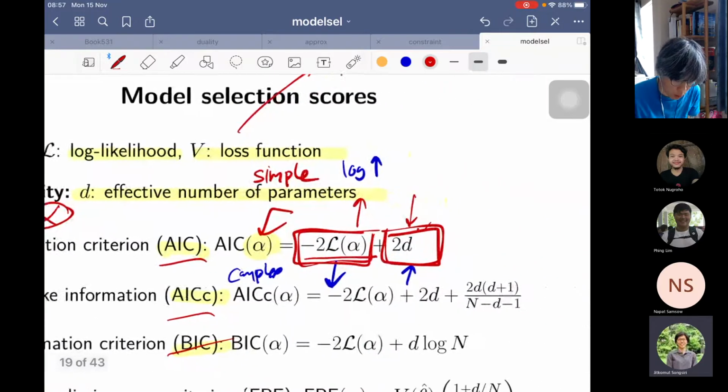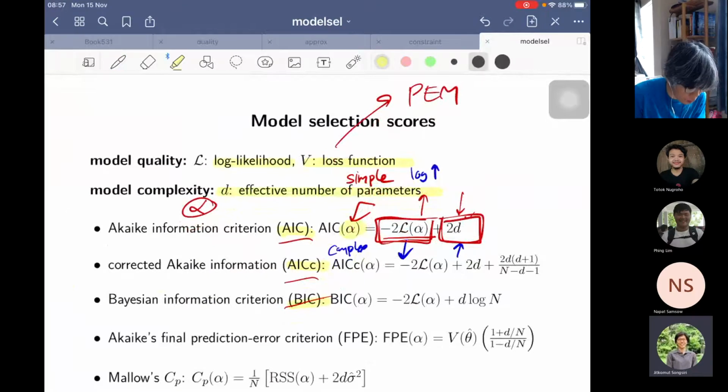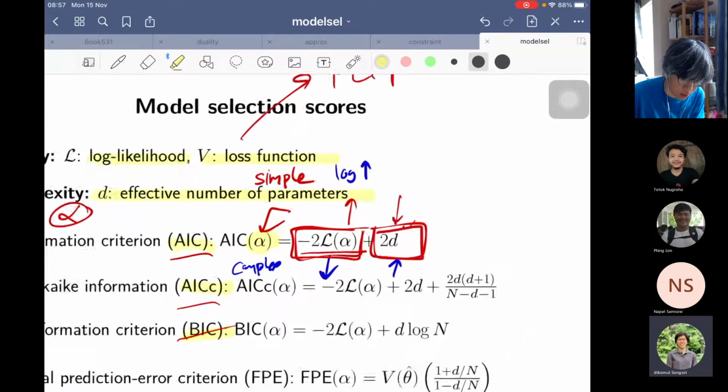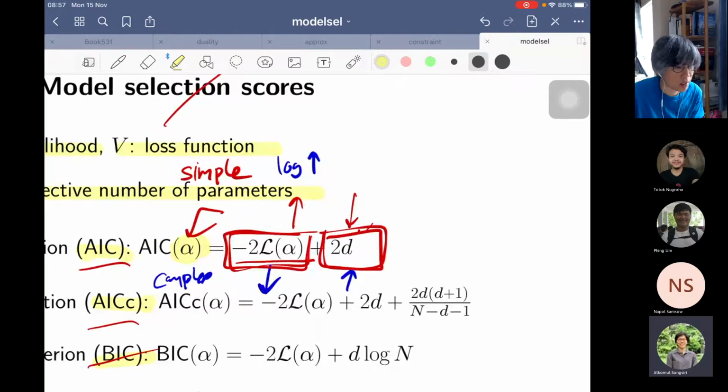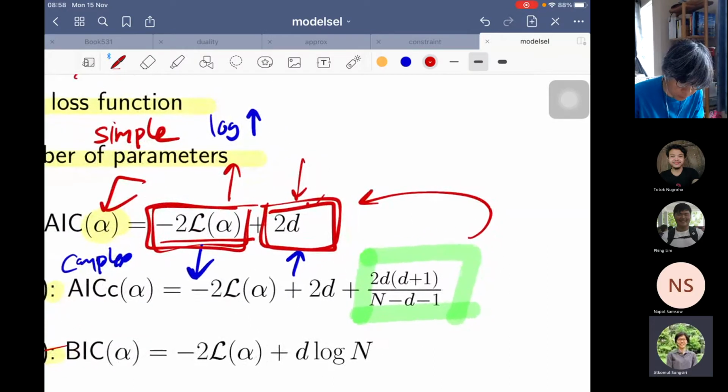Now, let's continue to look at the formulas of these three scores. The second one is the corrected Akaike information criterion. The formulas are the same, except for the third, additional term, the green box, in addition to AIC. Let's take a look at the green term. What do you see in the green term? It tries to account for N. N is the sample size, the number of samples in the experiment.